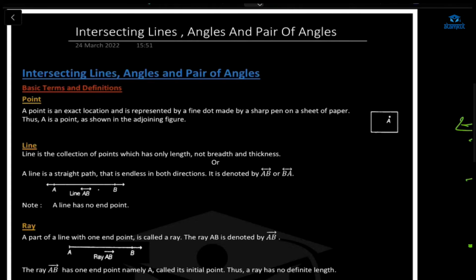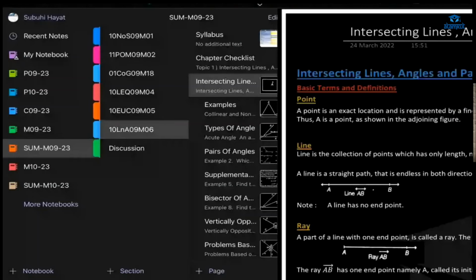Okay, so let's start because it's already 5-6. We'll quickly revise, because in the last class we just started with the simple definitions. The new chapter is intersecting lines, angles, and pair of angles. Quickly, we will review the chapter checklist.